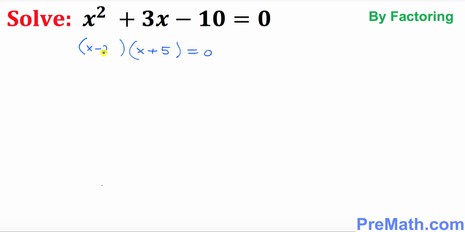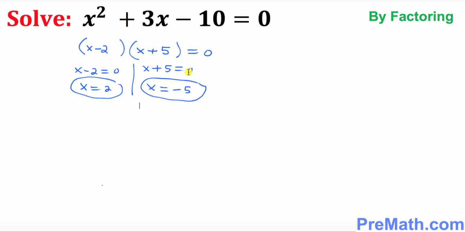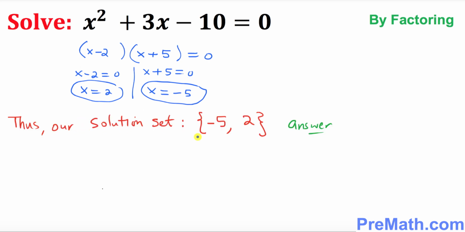All right, so now how do you know that? These numbers, negative 2 and positive 5, if you multiply them, give you the last number, negative 10, and if you add these two numbers, that gives you positive 3, the middle number. The next step is to split them up. So x minus 2 equals 0 and the other one is x plus 5 equals 0. That means x equals positive 2 is one solution and x equals negative 5 is another solution. Thus our solution set turns out to be negative 5 and 2.